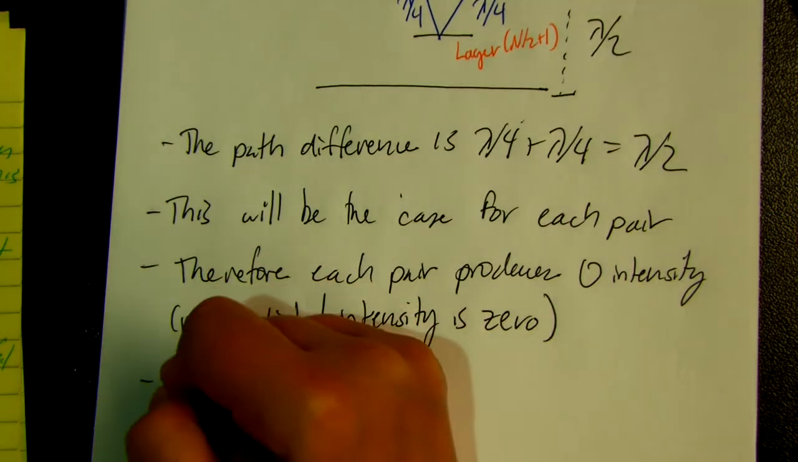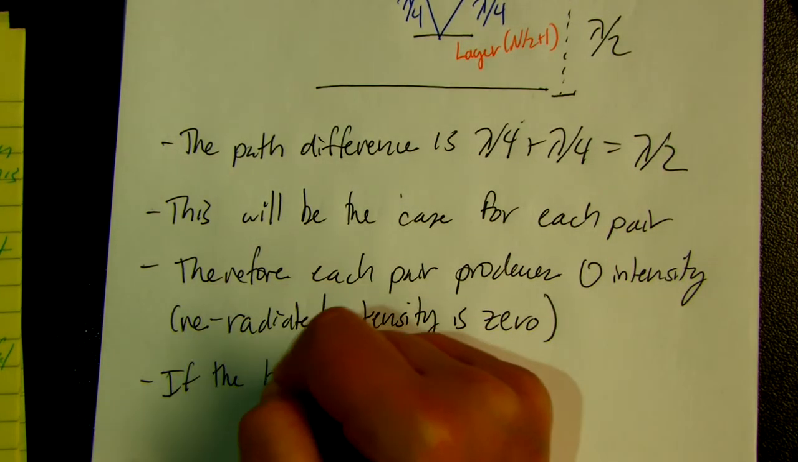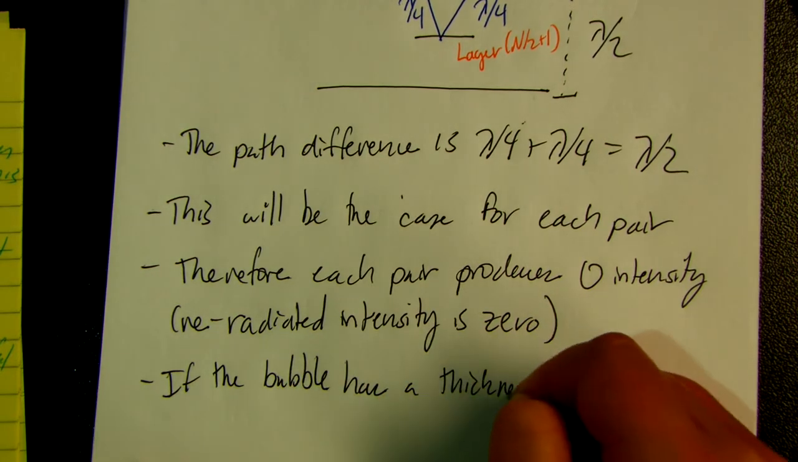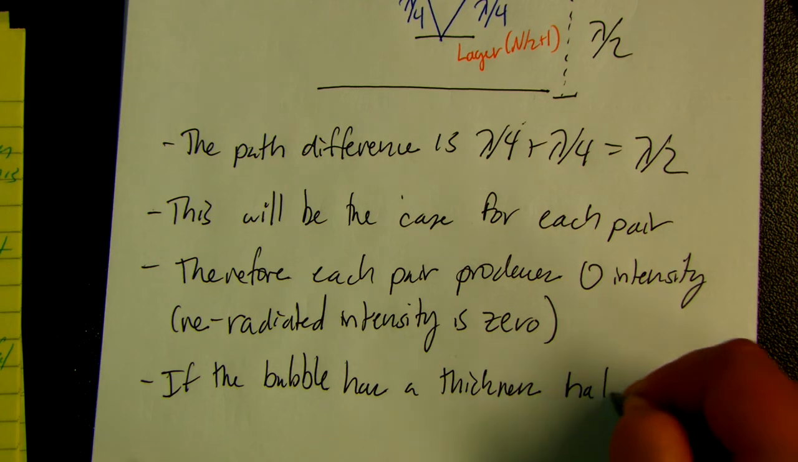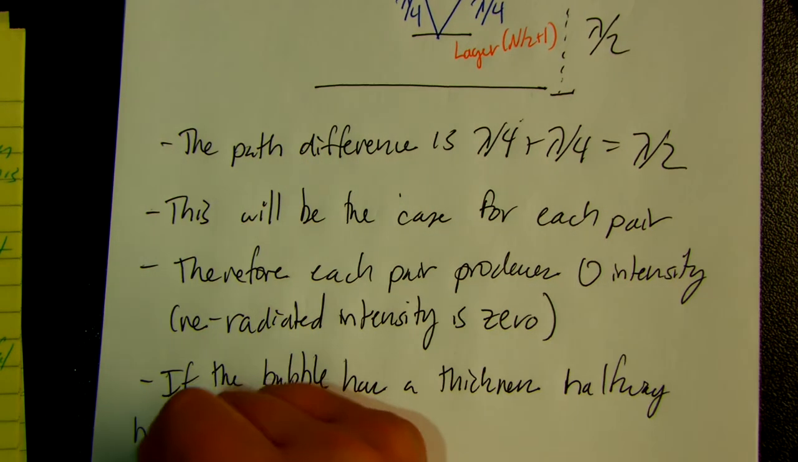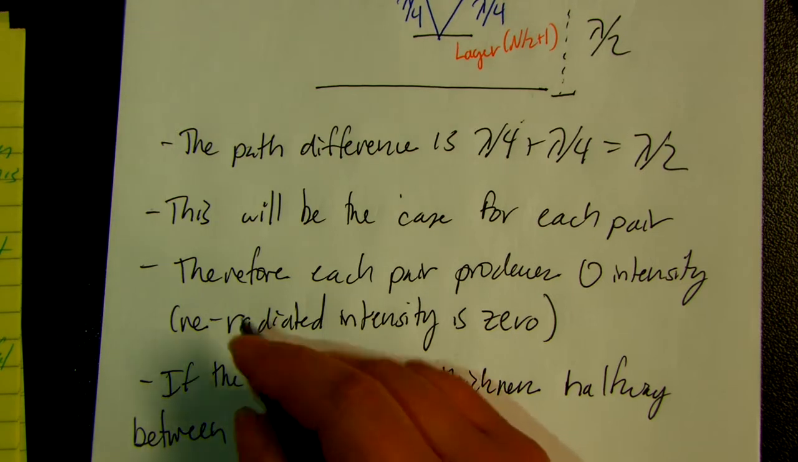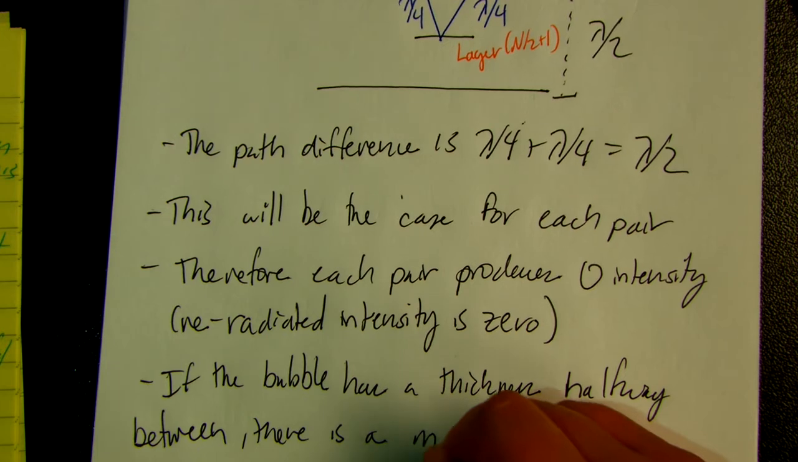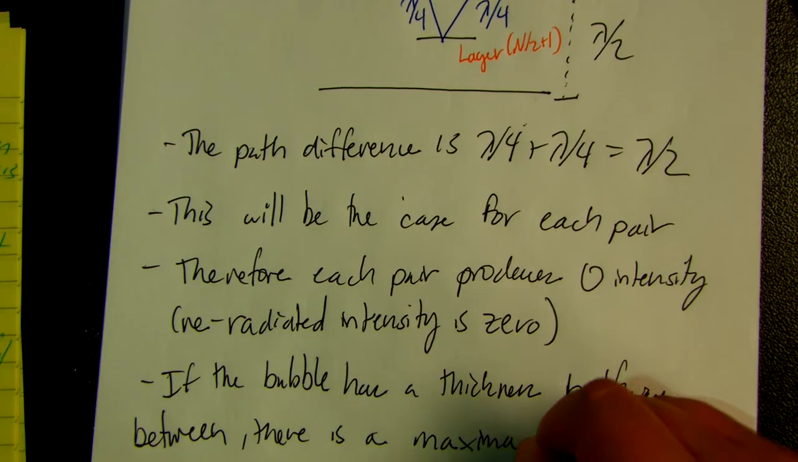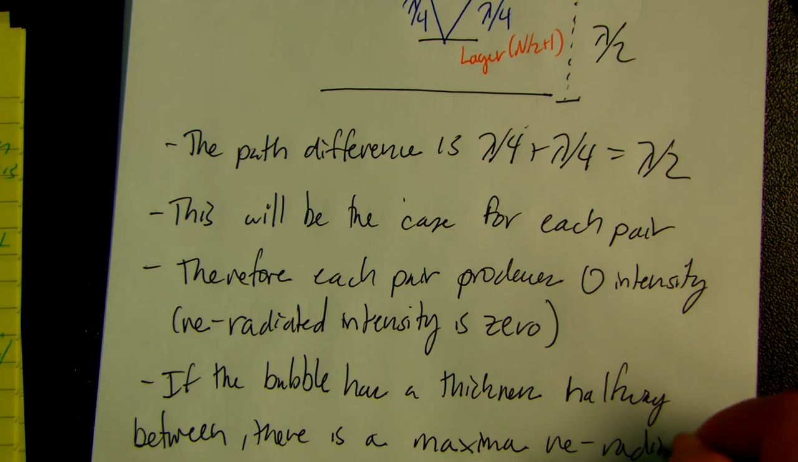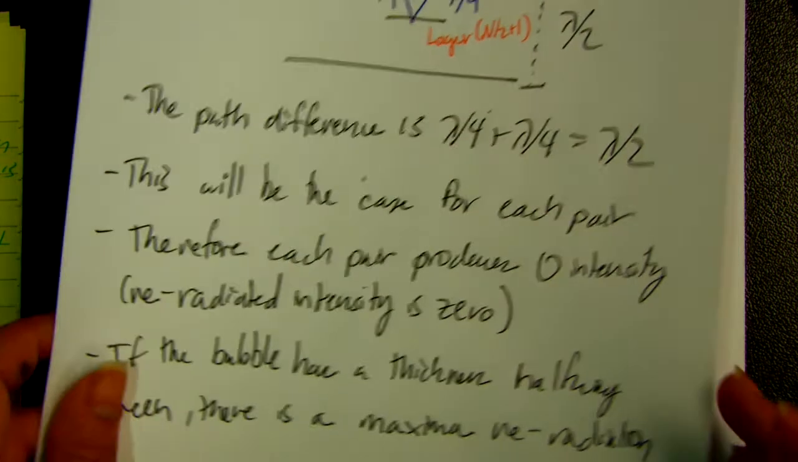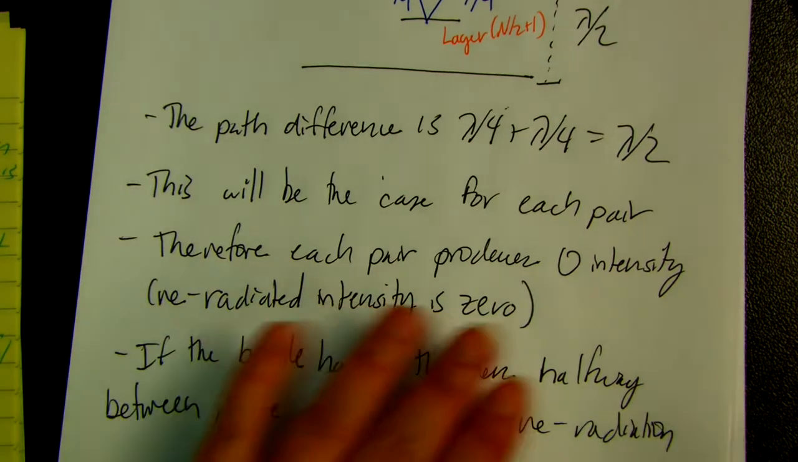And then of course I'll note, if the bubble has a thickness halfway between, then there's a maxima. Re-radiation. But that analysis is a little bit beyond what we're doing in this chapter in this class. Okay, so continuing on with bubbles.